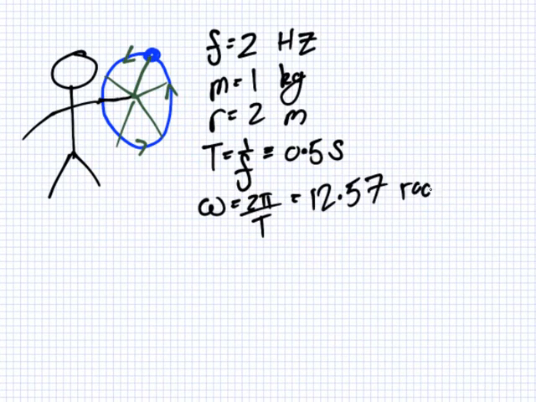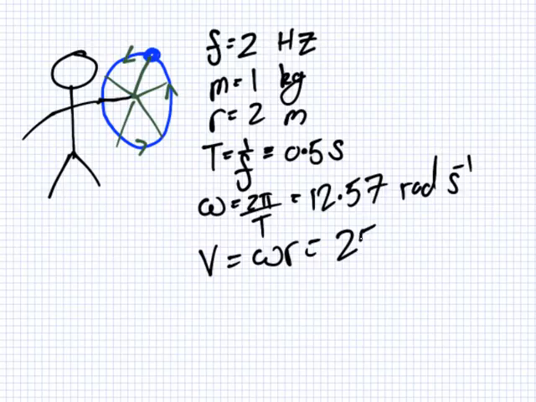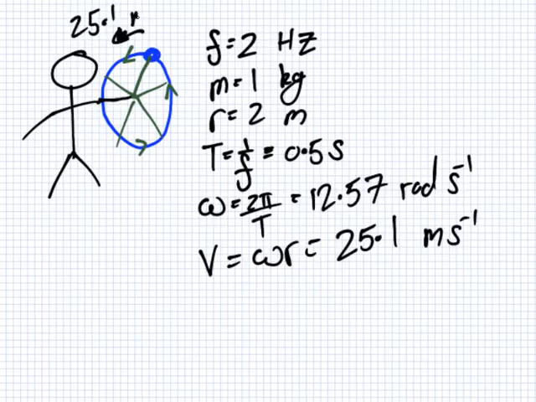That's 12.57 radians per second. And then finally, I can get the V, which is omega r times 2, which is 25.1 meters per second. So that's how fast it's spinning here. Its speed is 25.1 meters per second. And you'll notice that you didn't need the m here. Again, I'm just using the usual formulas here.